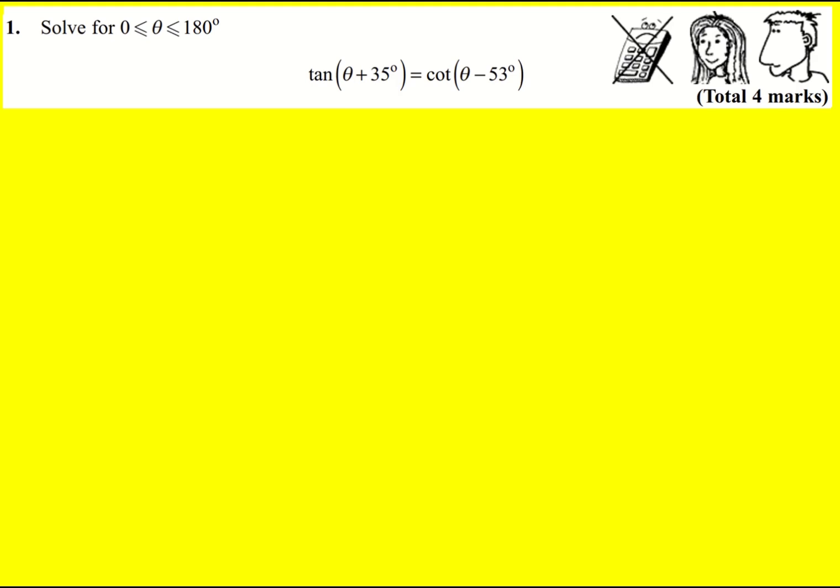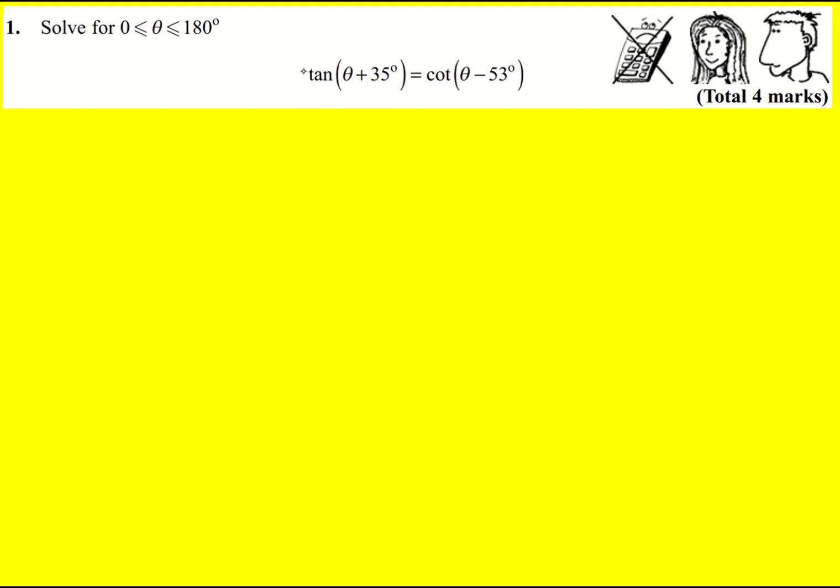Often question one on AEA papers is relatively gentle compared to the rest of the questions. However, I think this is the hardest question one in an AEA paper, at the time of writing anyway. This is definitely the one that springs to mind, because it's very easy to get bogged down in this question.